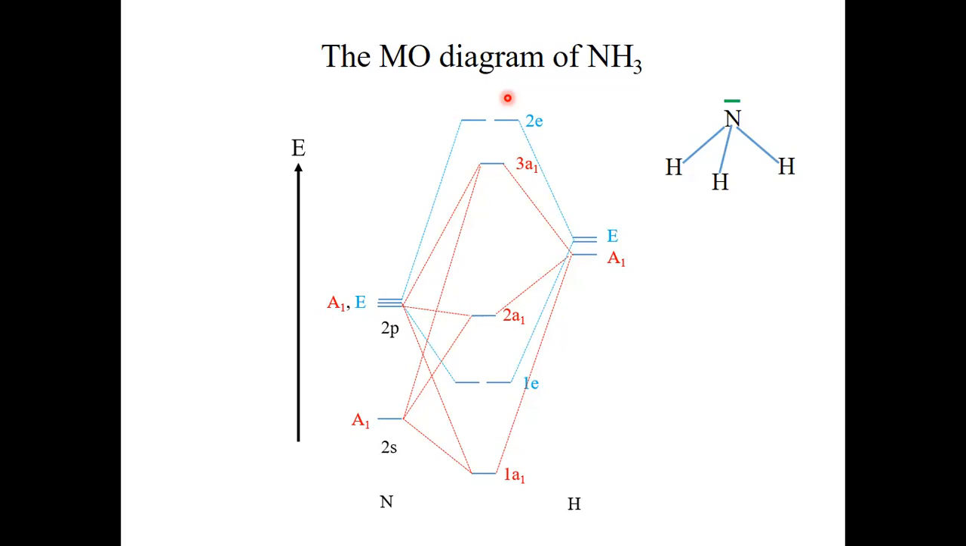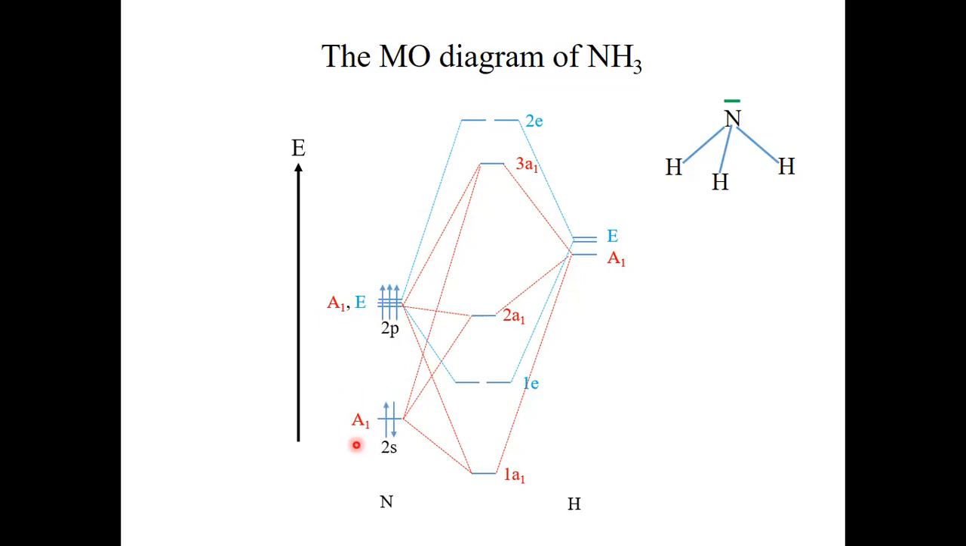So now we are done with our E-type molecular orbitals, and we see that there are no other symmetry types to consider. So therefore next, fill in the electrons. So how many electrons does the nitrogen have? Well, the nitrogen has 5 valence electrons.